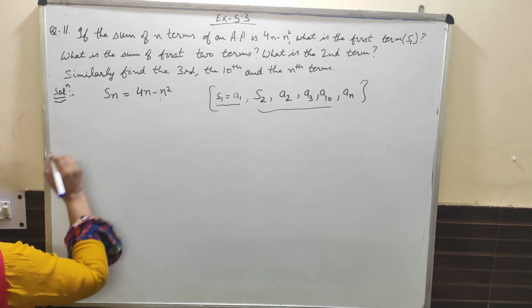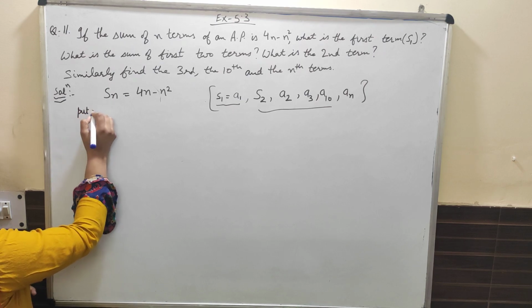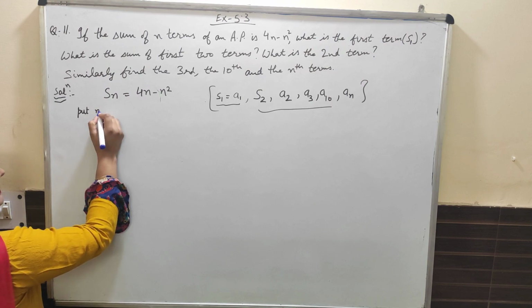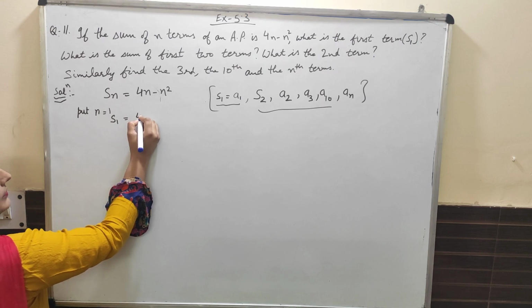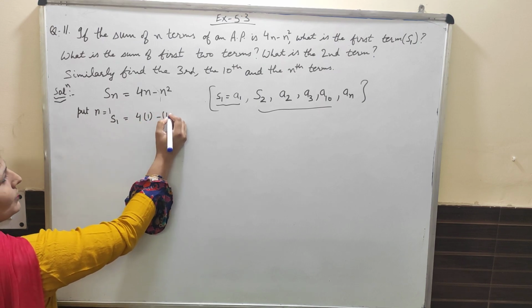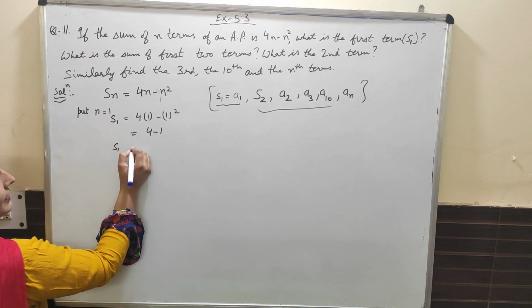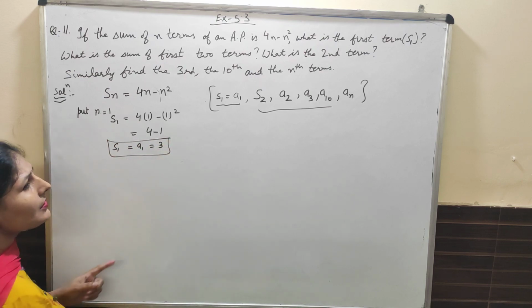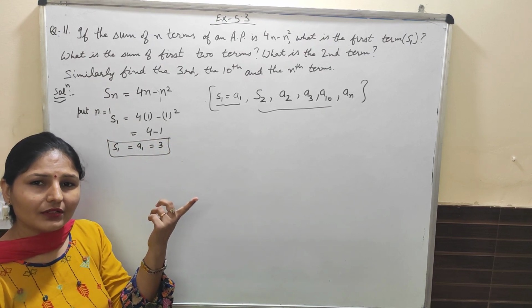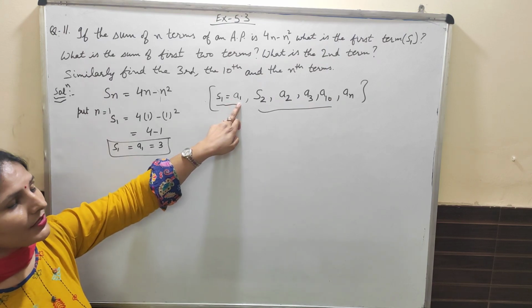We have given Sn. If we substitute n is equal to 1, then what will we get? S1 over here means 4 into 1 minus 1 square, which is equal to 4 minus 1, and the value of S1, or you can say A1, is equal to 3. Sum of first term, एक ही टर्म का सम क्या होगा? A1 ही होगा ना, तो वो हमारी फर्स्ट टर्म आ गई.